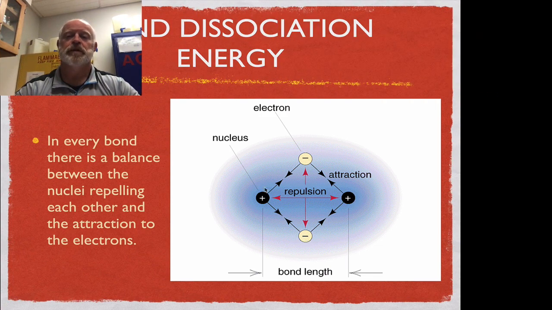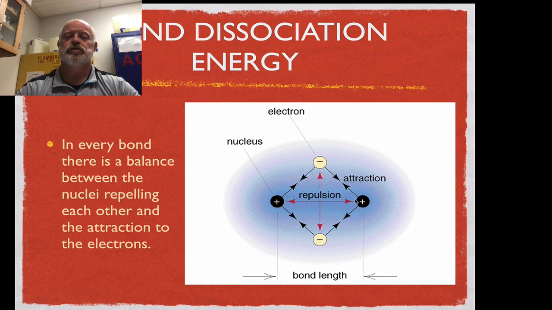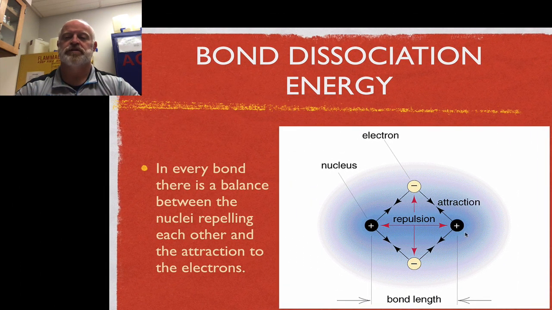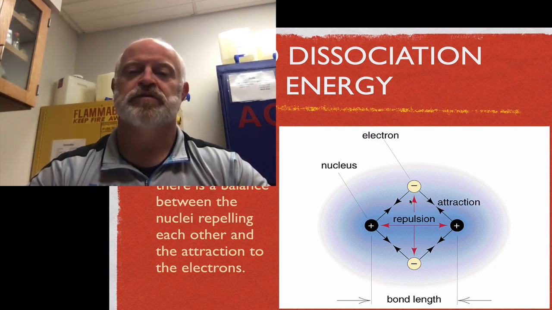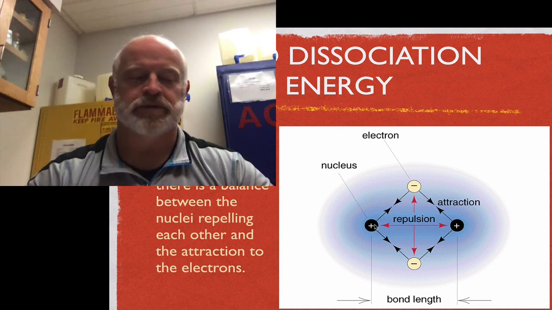Now, in this scenario, the 2 nuclei of our hydrogens would repel each other, repulsion. The 2 electrons would repel each other, repulsion. But there's also an attraction between this electron and both nuclei, and this electron and both nuclei. So this attraction, in comparison to this repulsion, creates a certain length of a bond. And it has to be a perfect amount of length.